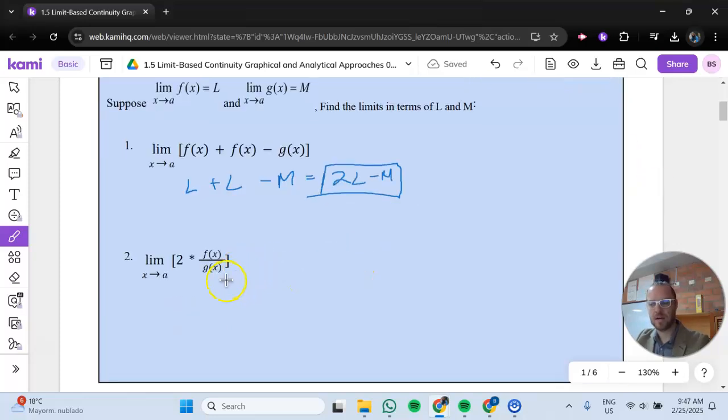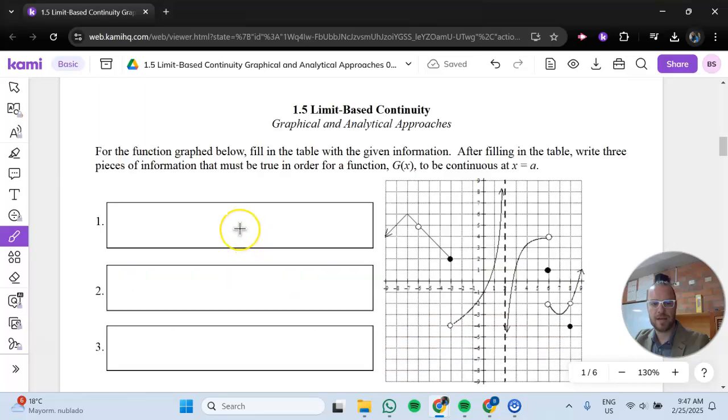All right, then down here on this next one, the constant is just a constant. It doesn't actually do anything. And then these are L and M. We could separate them into two separate limits, so we'd get 2 times L over M, where L and M are just the limits, the answers. All right, hopefully you got those right. And let's take a look here and jump down into limit-based continuity.